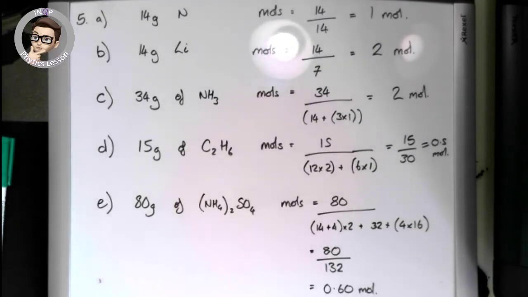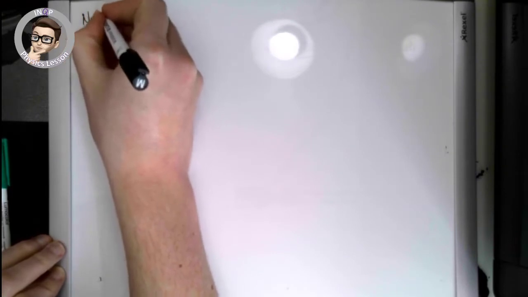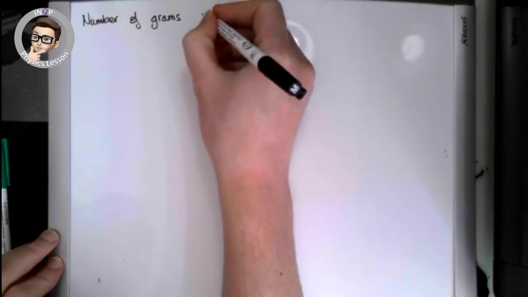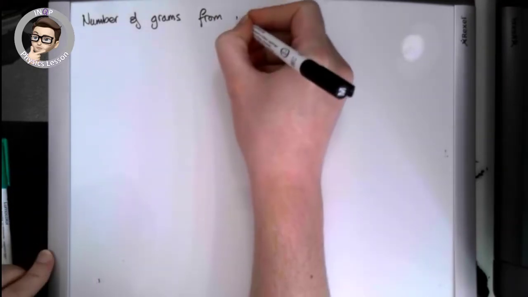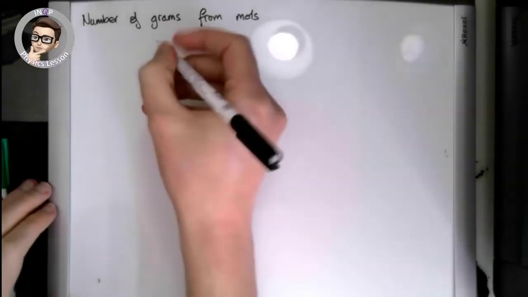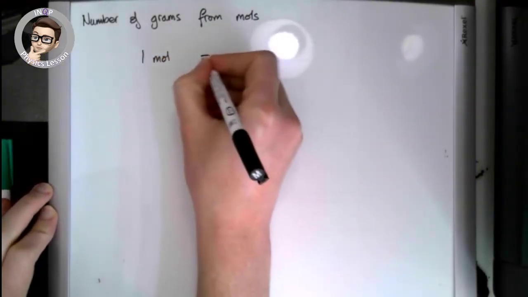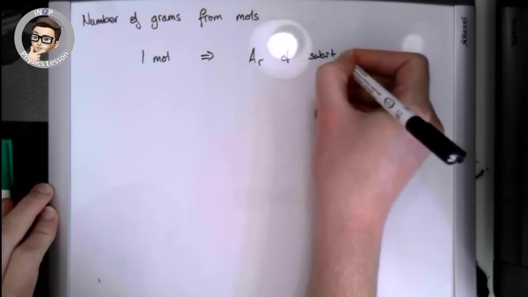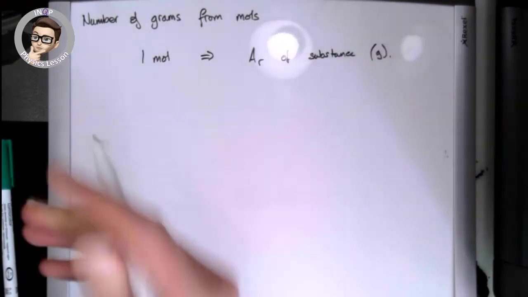Right, we're going to move on because we are now going to have a look at calculating the number of grams when we have a certain number of moles. So when we want to calculate the number of grams from moles, we can do so by remembering that 1 mole is equal to the relative atomic mass in grams of that substance. So 1 mole is going to be the relative atomic or relative molecular mass of the substance in grams.